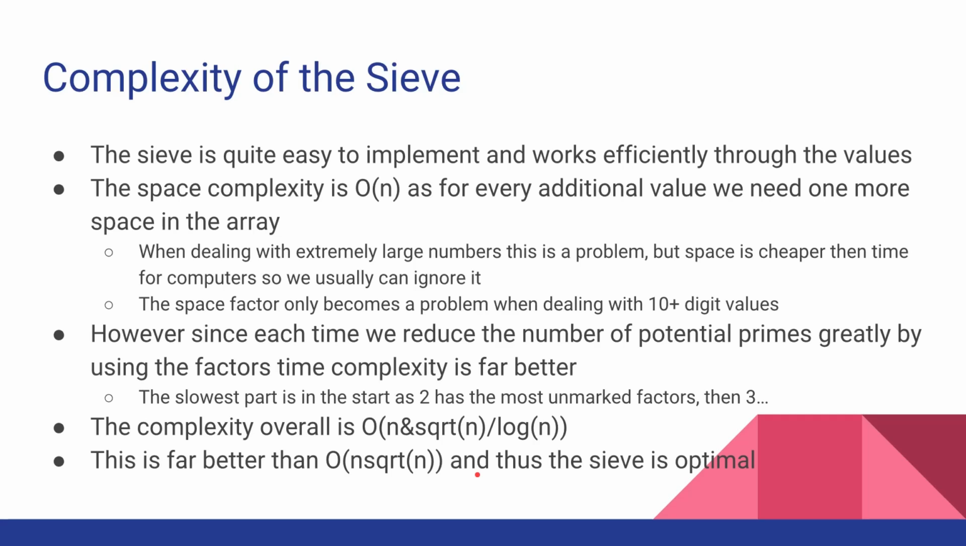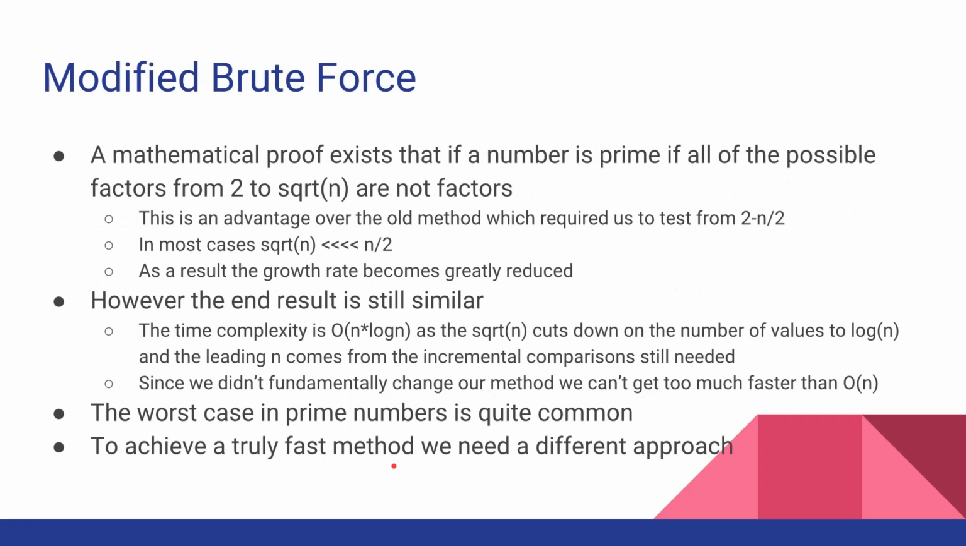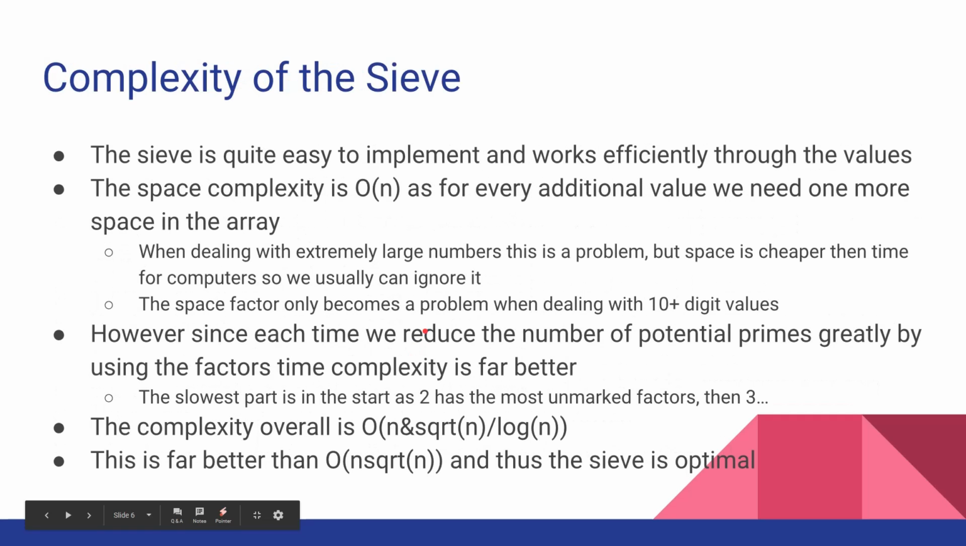As a quick little side note, I apologize, this should say n log n. So the time complexity, if you recall, of the modified brute force version, just as a verification, is n log n. That's just a typo, so ignore that. But n square root n over log n is a much, much better time complexity than n log n. So we should make sure that whenever we are trying to find a list of prime numbers from 2 to n, we use the sieve.